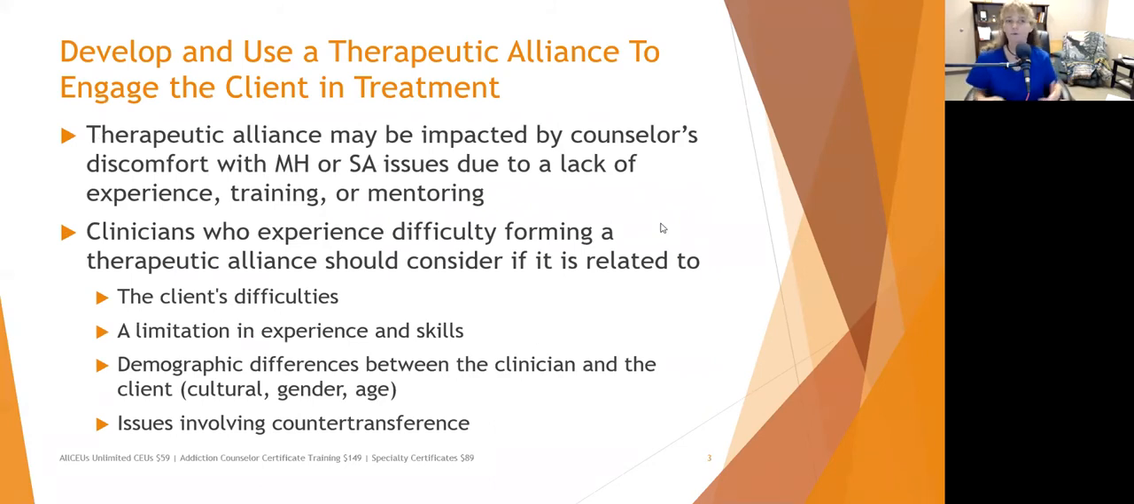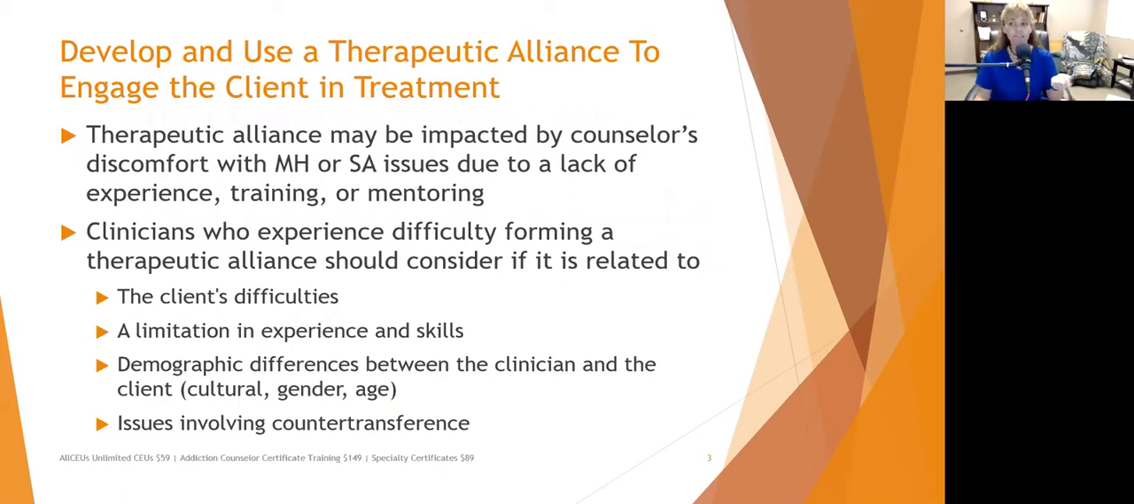So the first thing we need to do, whether it's mental health or substance abuse, we know this from Counseling 101, is to develop and use a therapeutic alliance to engage the client in treatment. With a lot of clinicians who are working with people with co-occurring disorders, it's important to remember that the background training of the clinician may impact the therapeutic alliance. So, for example, if the person was trained in mental health, they may be uncomfortable working with substance abuse. If they're trained in substance abuse, they may not know how to work with mental health. So difficulties in developing this therapeutic alliance may be impacted by the counselor's discomfort with mental health or substance abuse issues, usually just due to a lack of experience, training, or mentoring. These are things that can be adjusted and addressed.